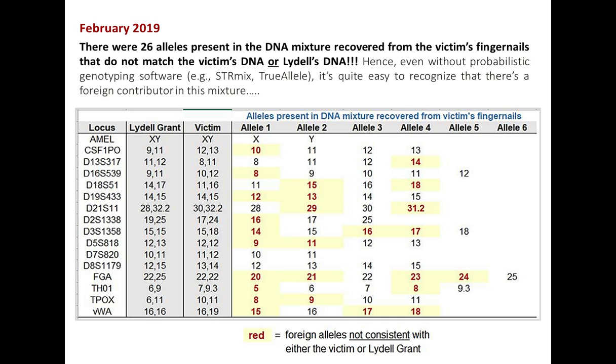So everything that's highlighted in yellow here for you and in red color are alleles that were present in the DNA mixture recovered from the victim's fingernails that do not correspond to alleles in the victim's DNA profile or Mr. Grant's DNA profile. And there were 26 what we call foreign alleles present underneath the murder victim's fingernails that don't match the murder victim or Mr. Grant, the suspect, the guy that was convicted of this crime.